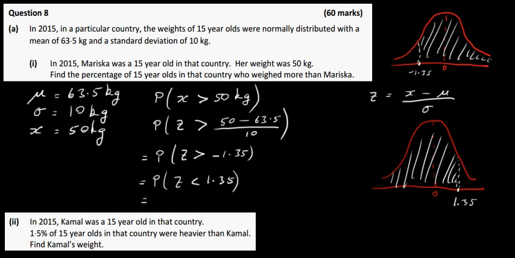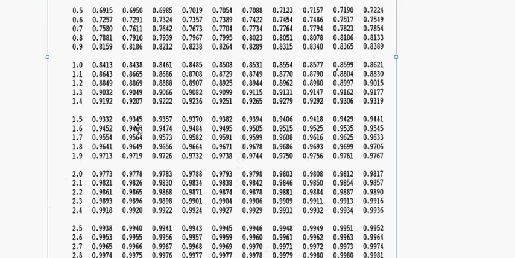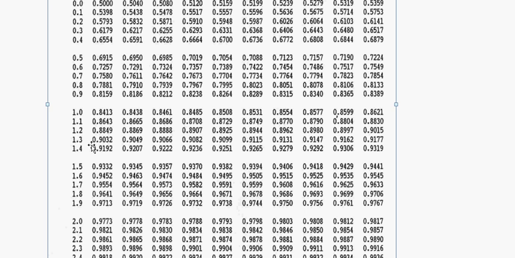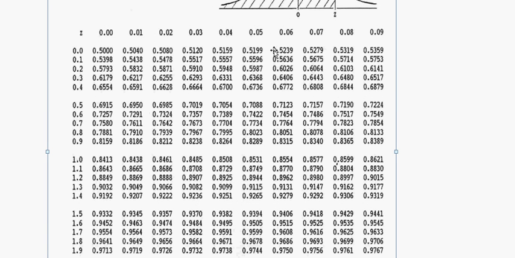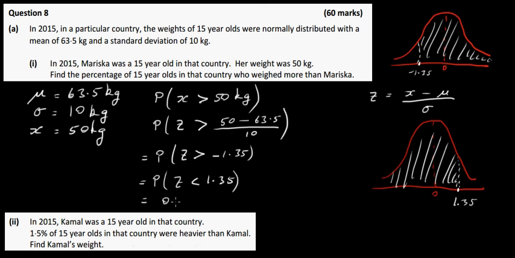I have the table here, so it's 1.35 we've got to look up. So this is our table here, and we're going to look up 1.3, and then we've got to go over to 5 here, so 5 is actually here. So if we go down to 1.35, we get 0.9115, 0.9115. So let's put that in, 0.9115. So that's the probability of picking someone at random and their weight will be greater than 50 kilograms. In other words, it'll appear up here.